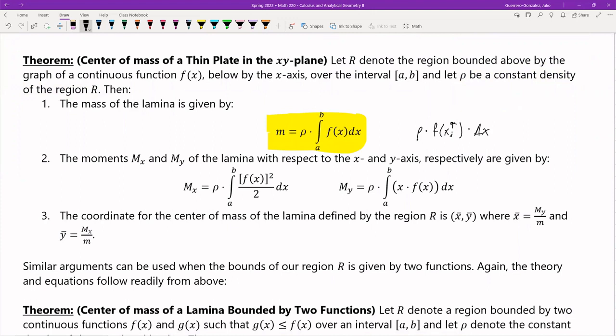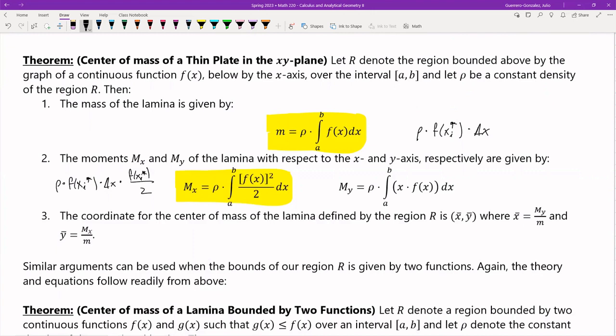There you go. The moment with respect to the x-axis is given by this thing right here. If you guys remember that one, it was rho times f of x. Let me write it a little nicer than that: xi star times delta x times f of xi star divided by 2. That was the construction from our summation. And look at what happened here.